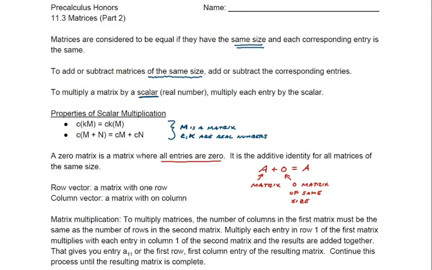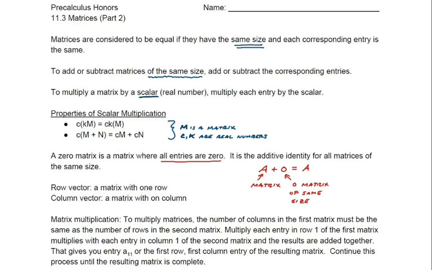In matrices, we also have what we call row vectors and column vectors. A row vector is a matrix that has one row. A column vector is a matrix that has one column. Row vectors and column vectors definitely have some advantages and properties as we get into this chapter a little bit more, but I just want to define those today because we will be using them a little bit down the road.